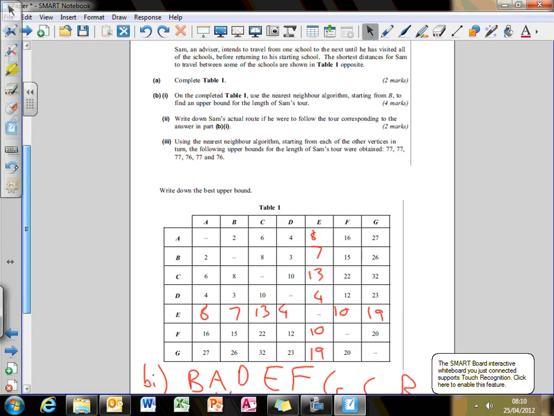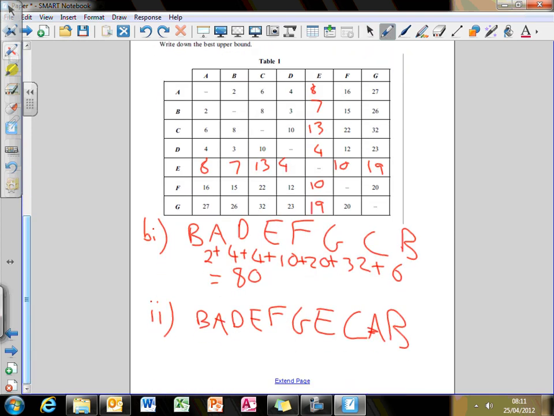B part 3. Starting from each of the other vertices in turn, 77, 70. Basically, because these are all upper bounds, you want the smallest upper bound, because that actually exists as a tool. You can use that in real life. So the smallest number out of those for B part 3 is 76.